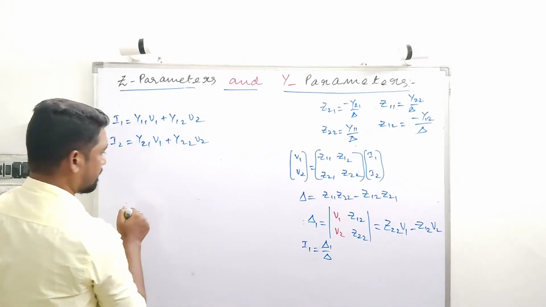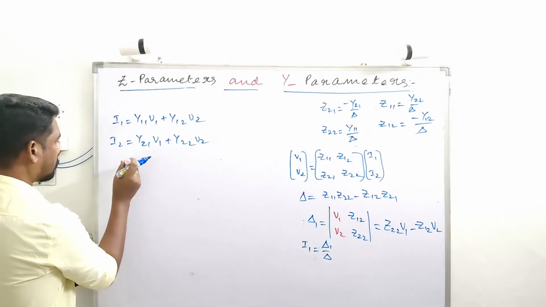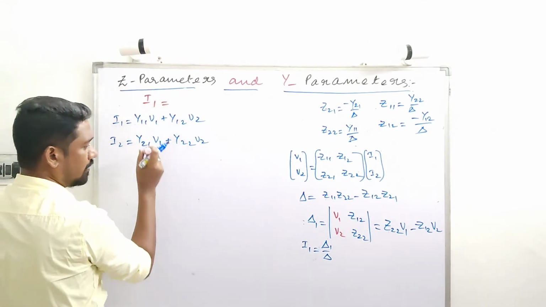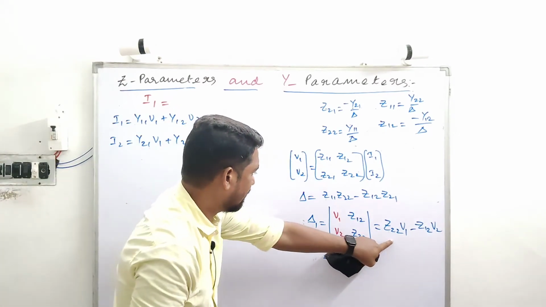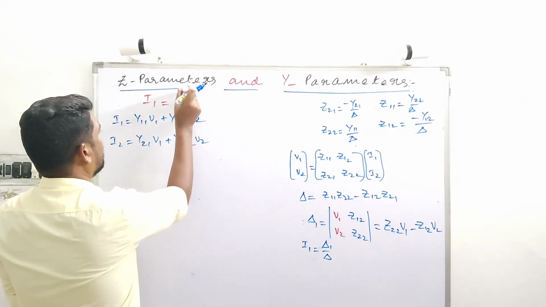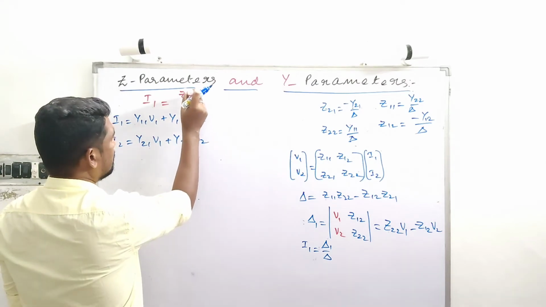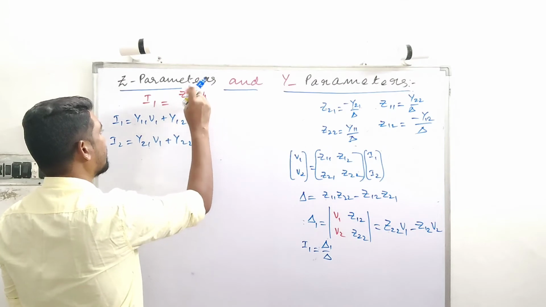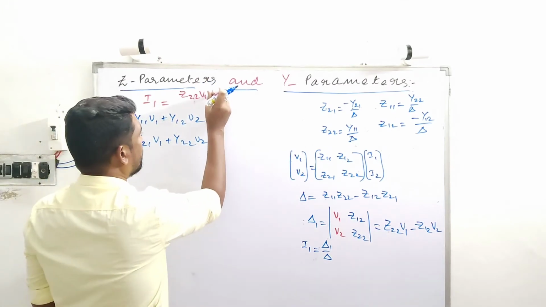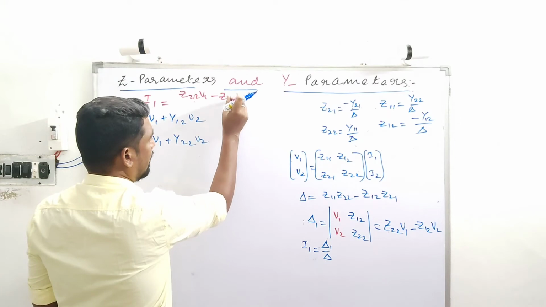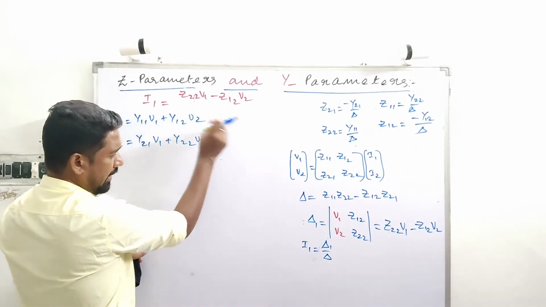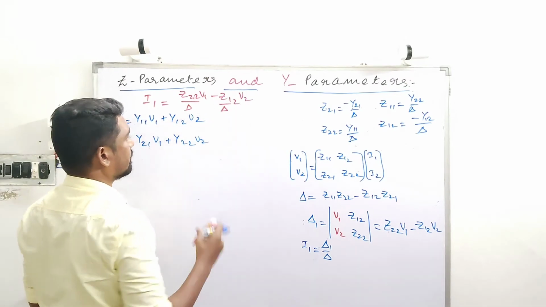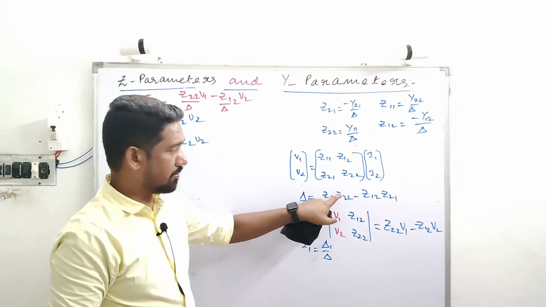Alright, let me write over this side. I1 will be equal to, what is del 1? This is del 1, which is Z22 V1 minus Z12 V2 by del. Alright, don't get confused, it's Z22 V1 minus Z12 V2, by del. What is del? This is our del from the main matrix.